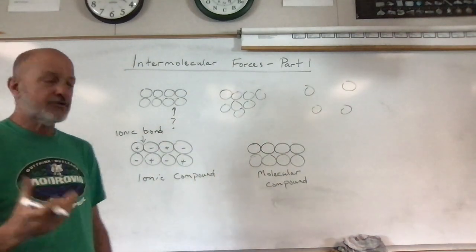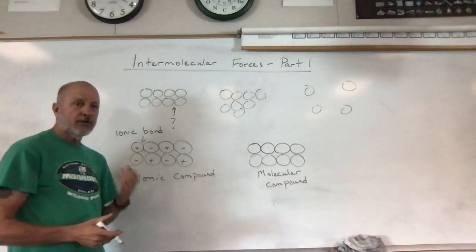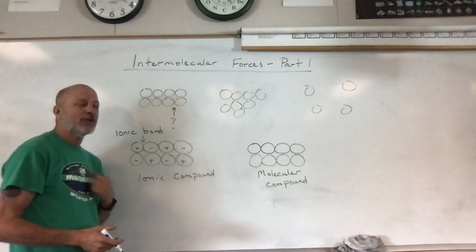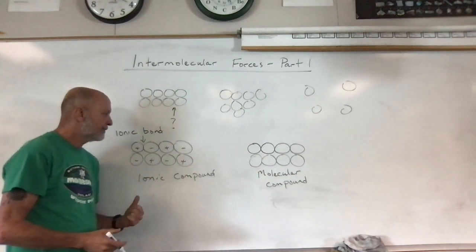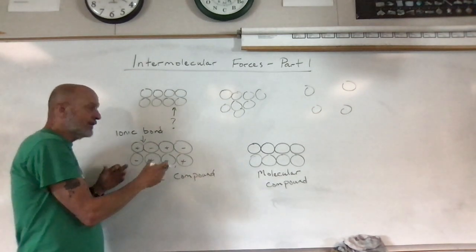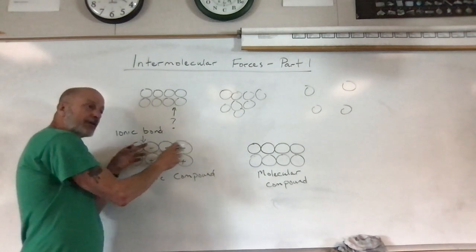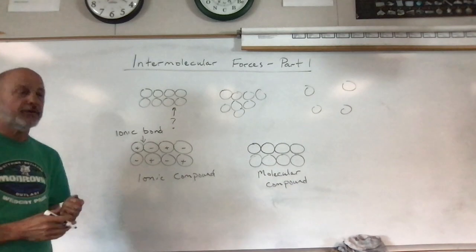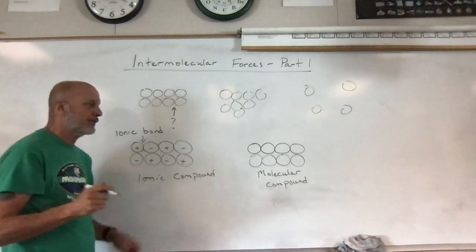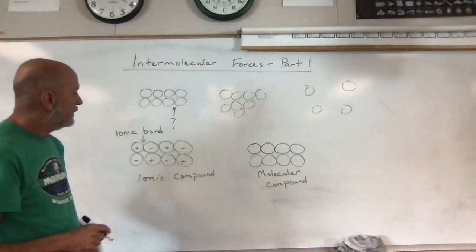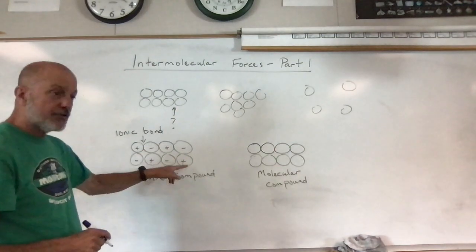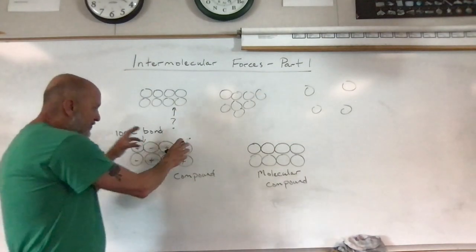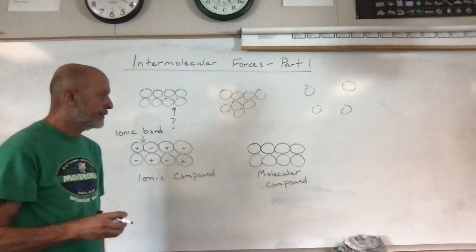Ionic bonds are very strong. All ionic compounds are solids at room temperature. It takes a lot of heat to get these things moving fast enough in vibration to where they can break that ionic bond and roam around as a liquid, hundreds of degrees centigrade. But if these are charged ions, we can see that attraction of opposite charges holding them together.